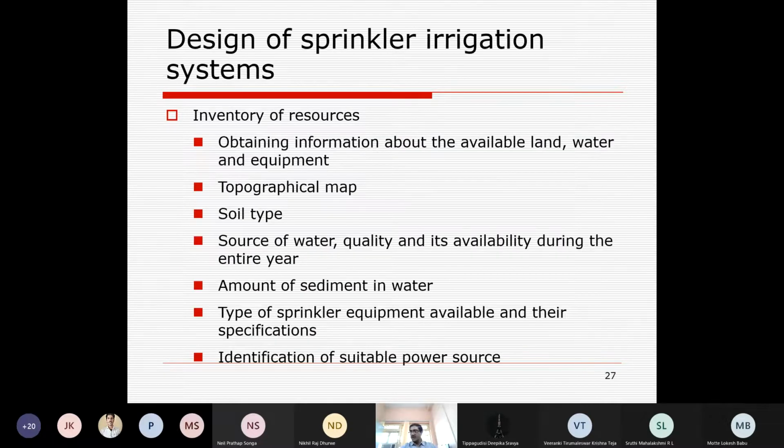Now the important question is design. How to design, what is the important aspect there, so that uniformity. We are trying to find out a uniform irrigation system which applies water in equal amount or equal depth everywhere in the field, right, with minimum losses. So irrigation efficiency is maximum, uniformity is maximum. So it's basically the design of a sprinkler irrigation system.